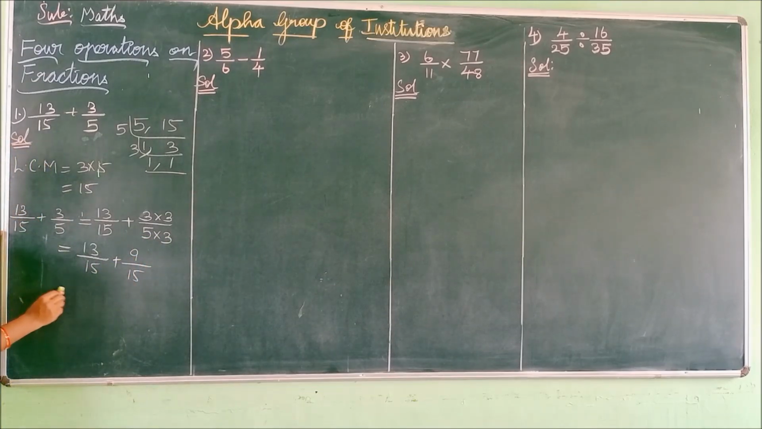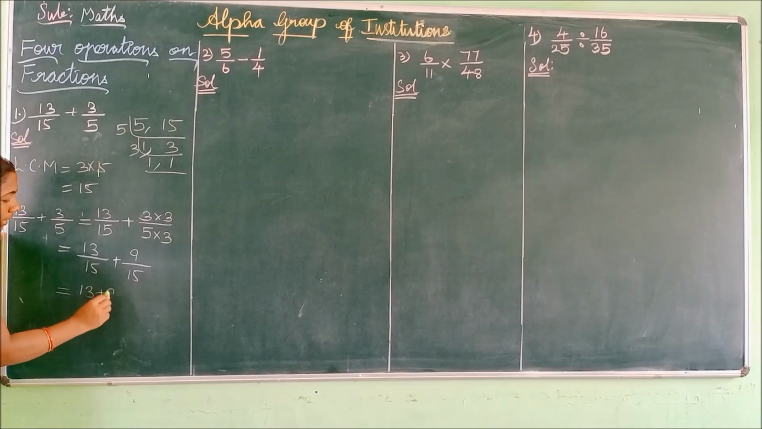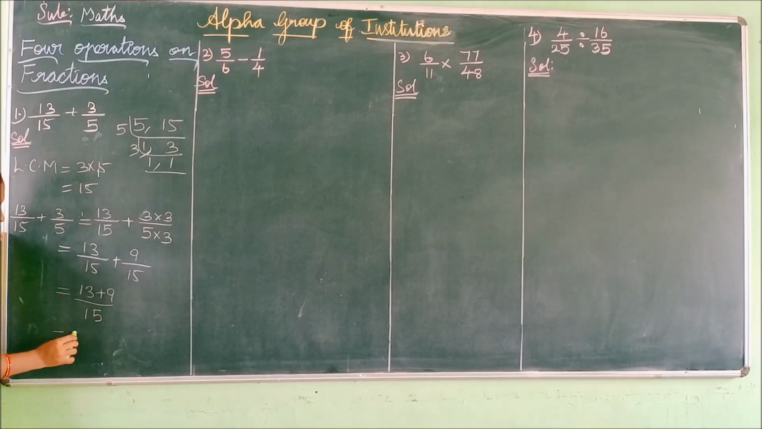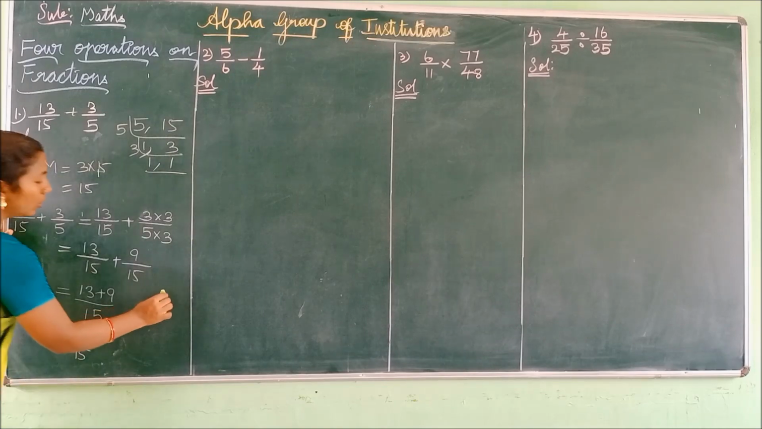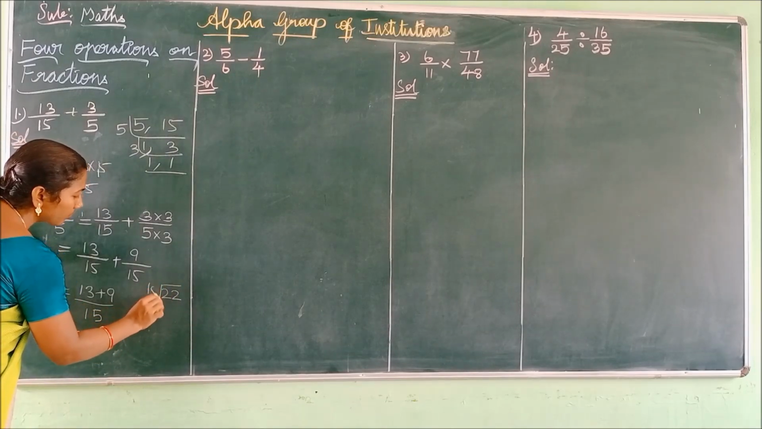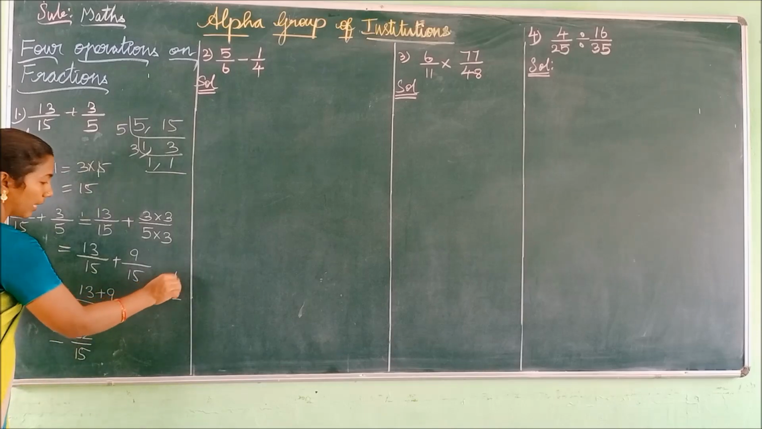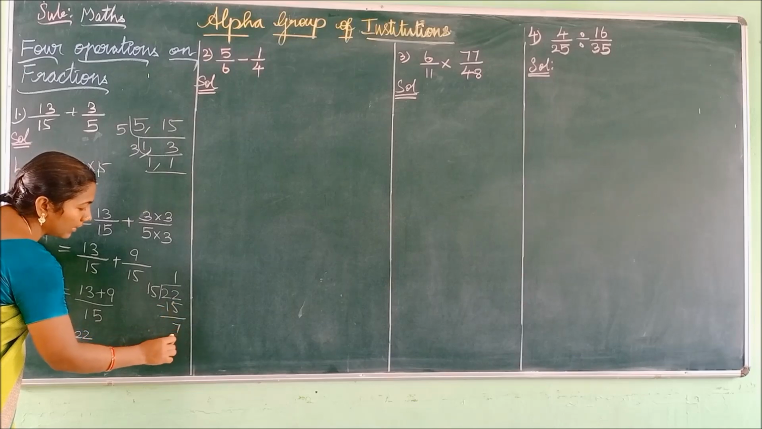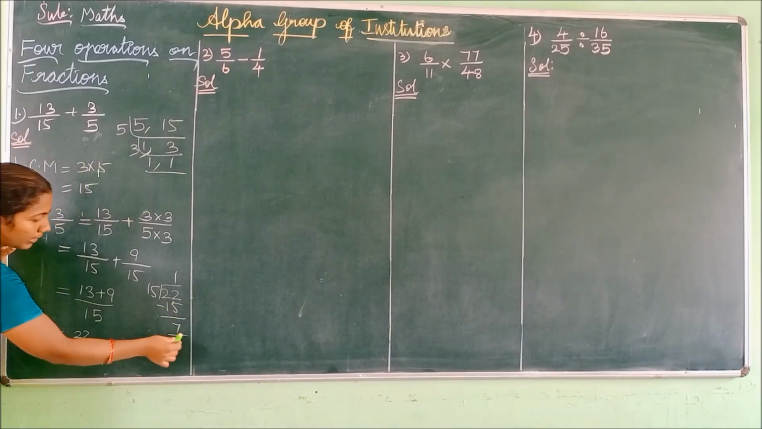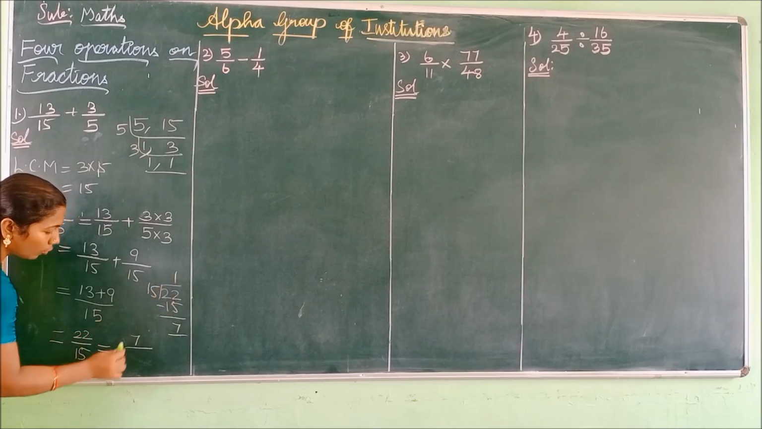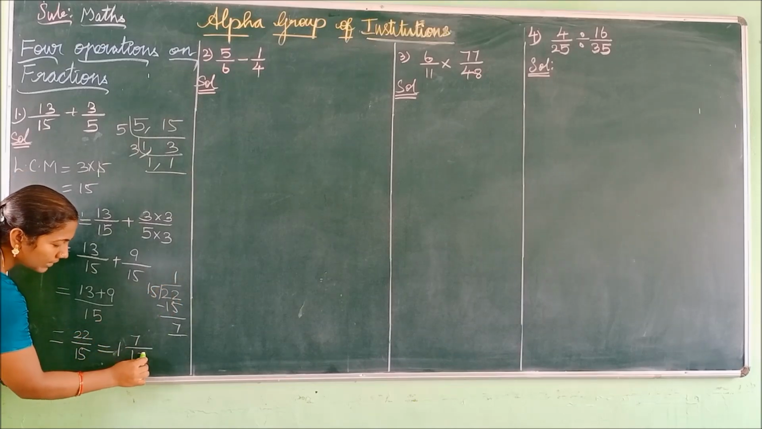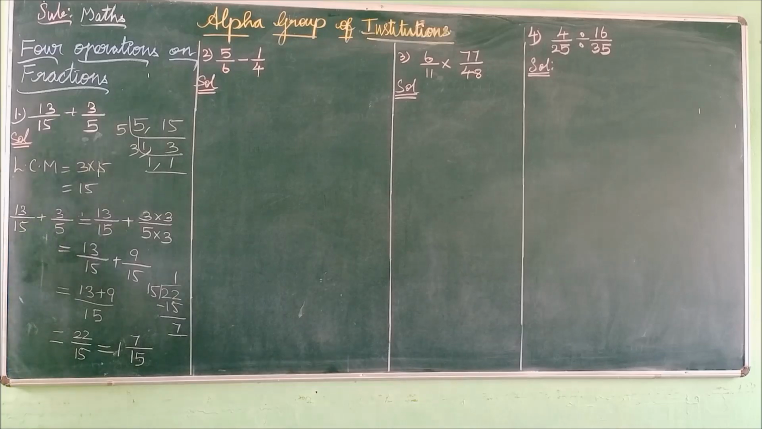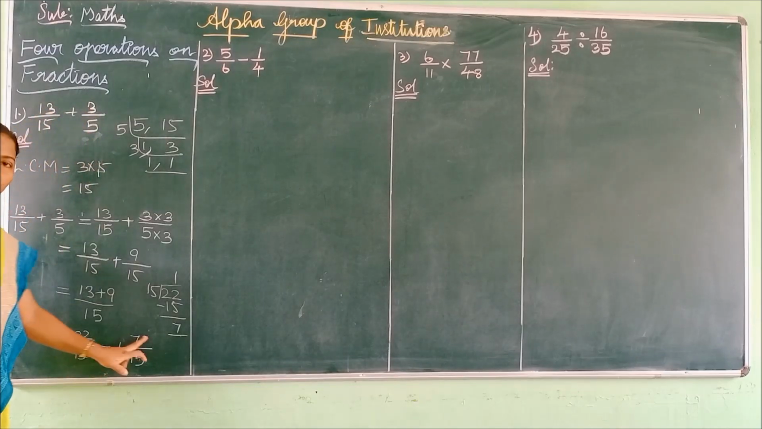Now they are ready to add. How do you add like fractions? By adding the numerators. So 13 plus 9. What is your answer? 22 by 15. See, this is an improper fraction. So you have to convert it into a mixed fraction. How do you convert? By dividing the numerator by the denominator. 1 15 is 15, subtracting, with the remainder 7. So write the remainder as the numerator and the quotient as the whole part. Write the denominator as the denominator. So our answer for 13 by 15 plus 3 by 5 is 1 7 by 15.